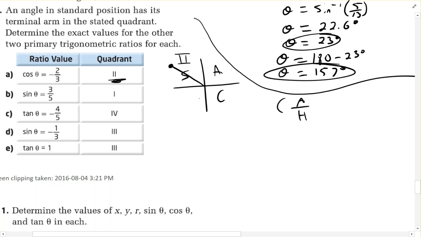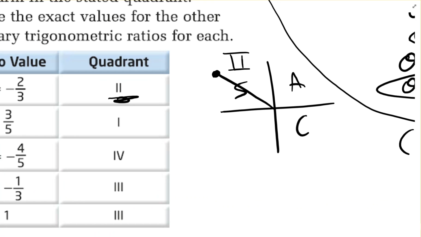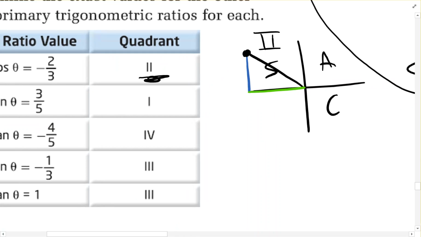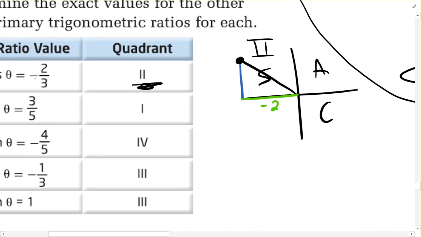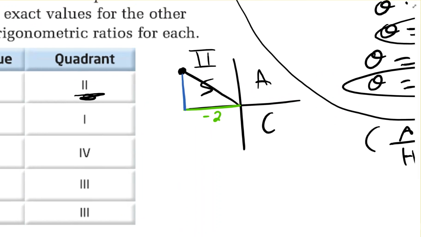So now let's make a little triangle out of this. Adjacent is going to be this side. So cosine is equal to adjacent over hypotenuse. Well, my adjacent is apparently -2. I know it's -2 because it's negative here, but it's not going to be -3 because 3 is the hypotenuse. The hypotenuse is always positive. We always call the hypotenuse positive. So that's going to be 3.